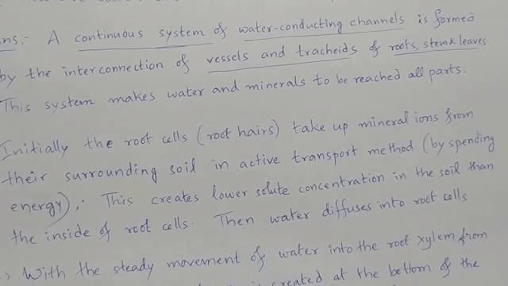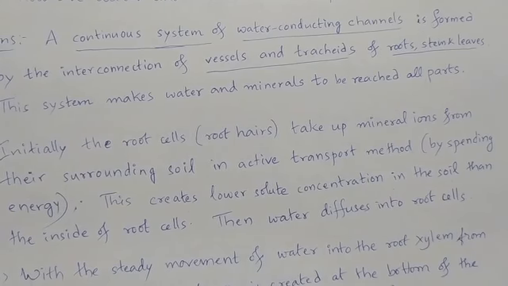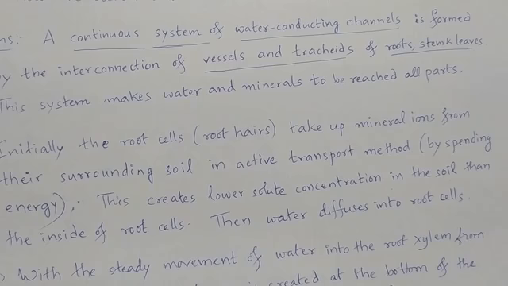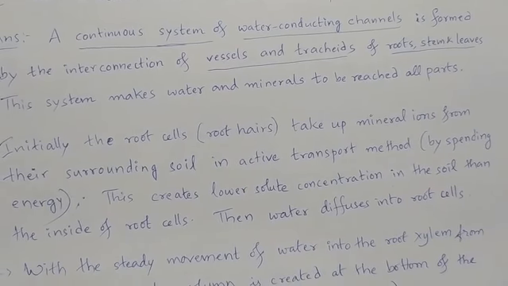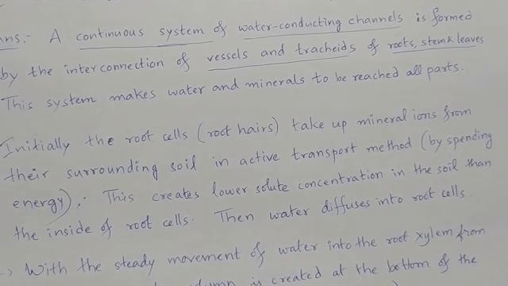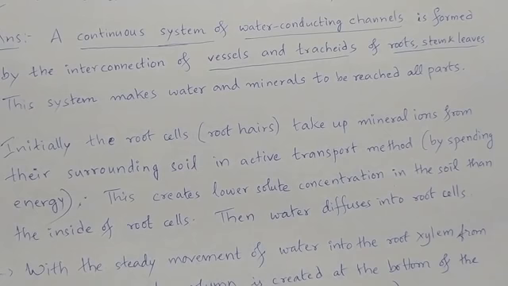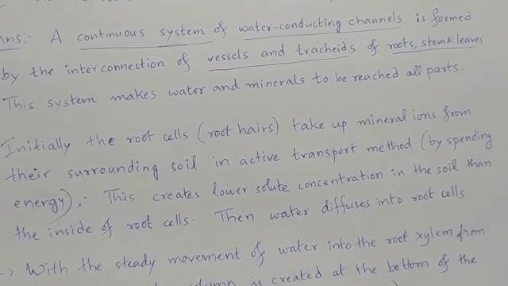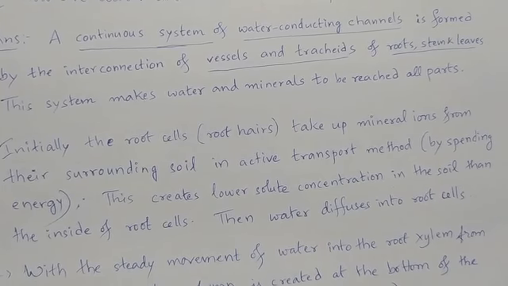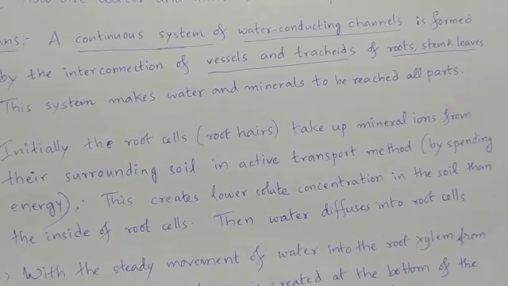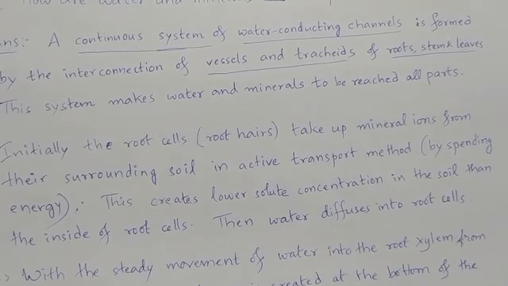In xylem, as we said, four components are there, but the main conducting elements are vessels and tracheids. The vessels and tracheids of root, stem, and leaves are interconnected and form a continuous system of water conducting channels. This system makes water and minerals reach all parts of the plant.